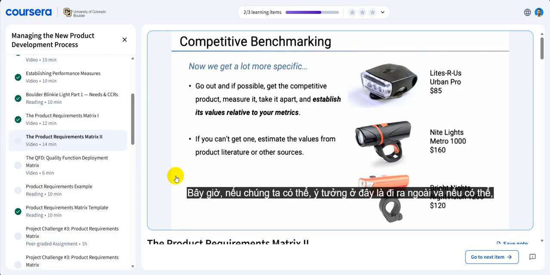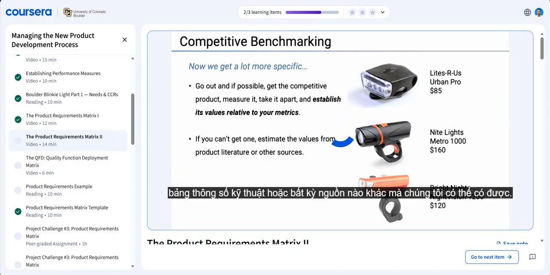The idea here is to go out and, if possible, get the competitive product, measure it, take it apart, and establish its values relative to those performance metrics we talked about. If you can't just go out and get one, for whatever reason, then rate the values from product literature, spec sheets, and any other sources we can get our hands on.